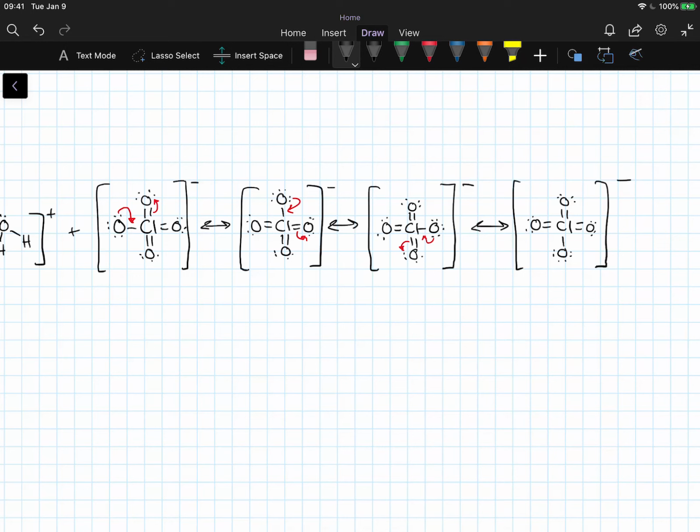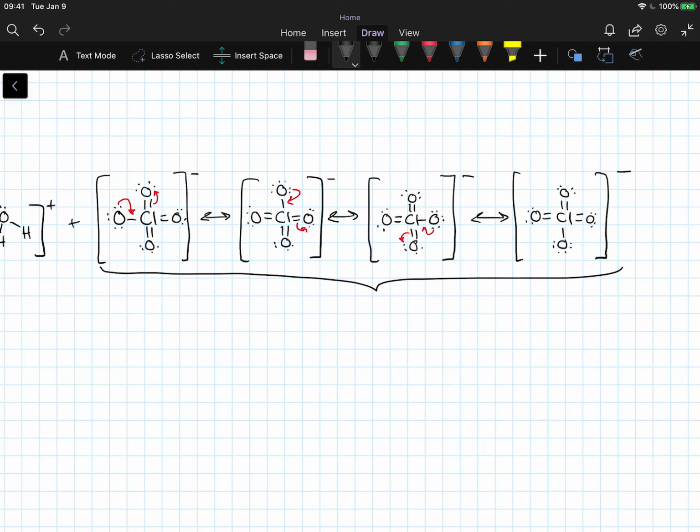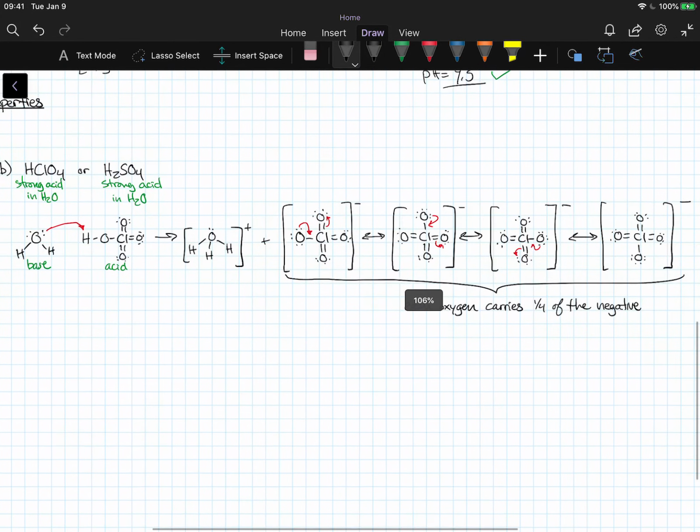So the main idea here is that with these four resonance structures, we've taken that -1 charge in the top of the bracket and split it over four different oxygen atoms. So each oxygen carries 1/4 of the negative charge. The more atoms you have sharing that negative charge, the happier the molecule will be, the more likely it is to go through this process.